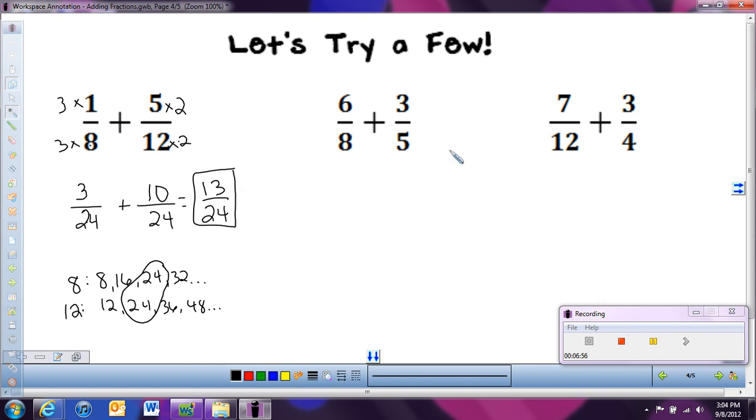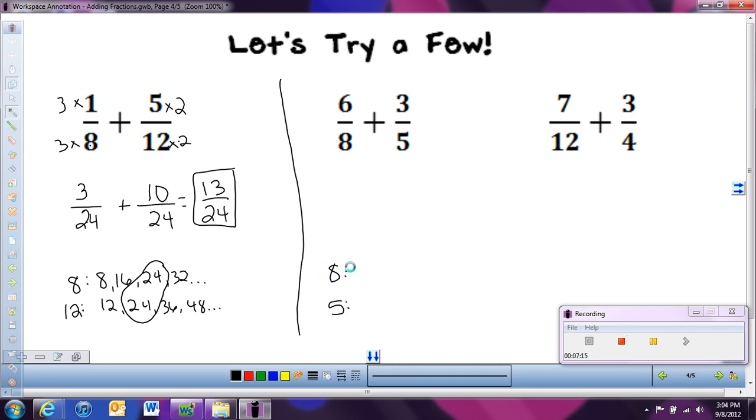We're going to find another one here. We have 6/8 and 3/5. So remember, when we add and subtract, we get the bottoms the same, and then we deal with the top. So let's get the bottoms the same. We need a common denominator again. So 8 and 5 we're working with this time.